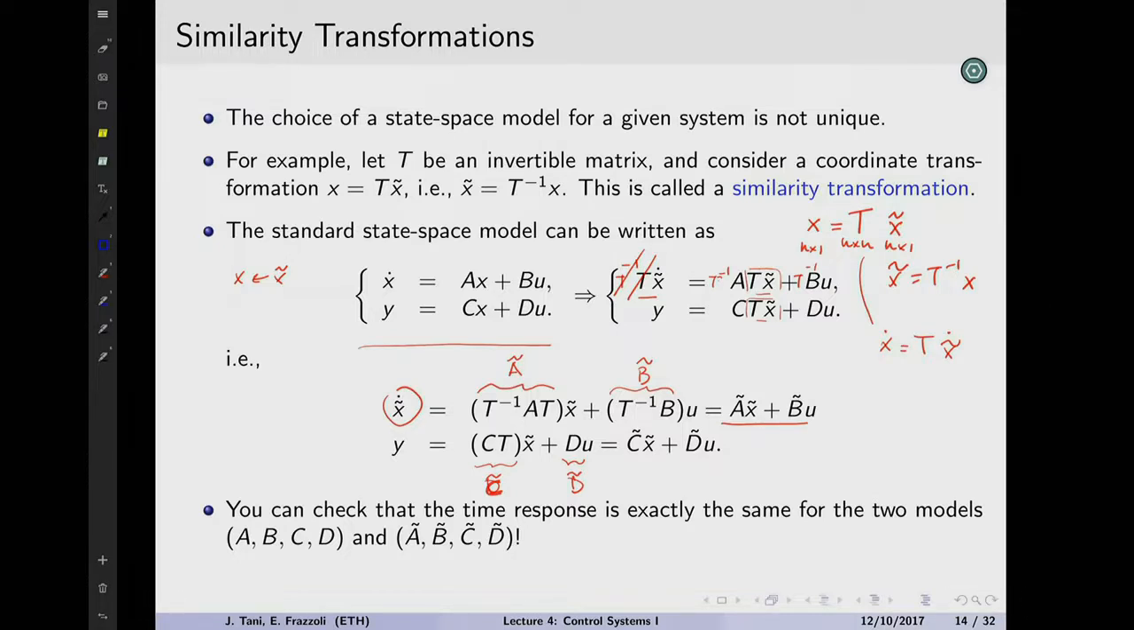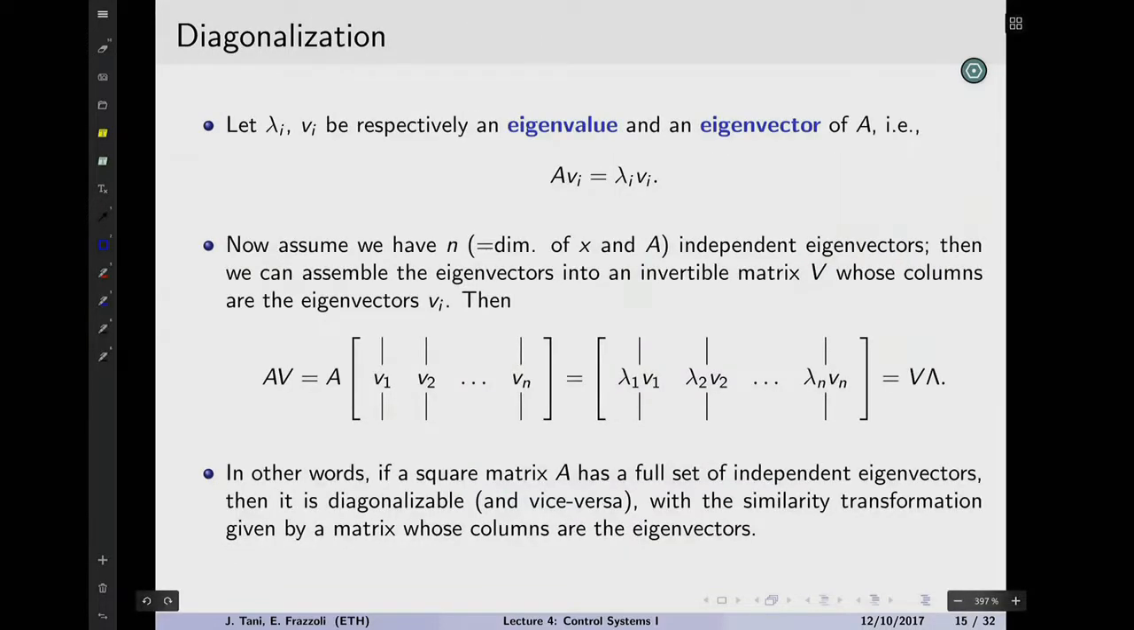So what does this tell us? It tells us that if we have a linear time invariant system and we do a coordinate transformation in that way, we get another linear time invariant system. And the cool part is that these two representations actually have the same identical time response. So now what if we choose this T matrix to be something particular? For example, a collection of the eigenvectors of the A matrix.